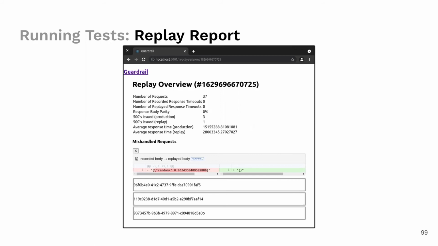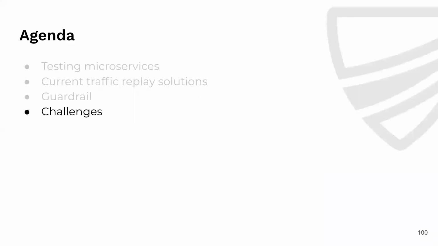And that's how Guardrail helps Aaron run regression tests on a new version before it can cause cascading problems in the entire system. With that, Tim is going to talk about a few challenges that we have encountered.